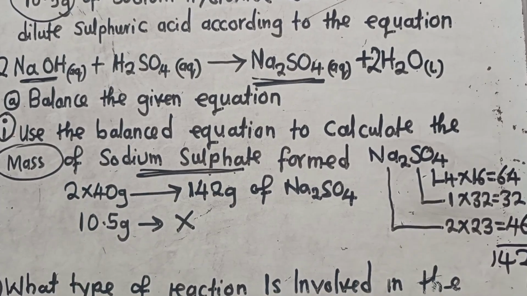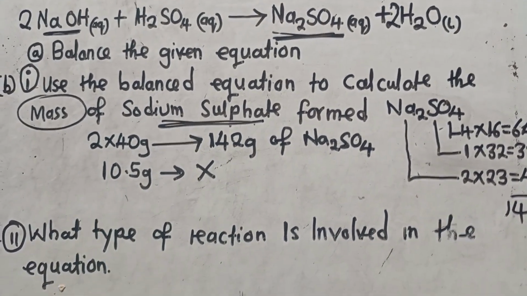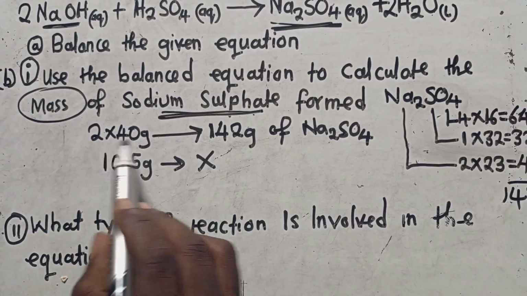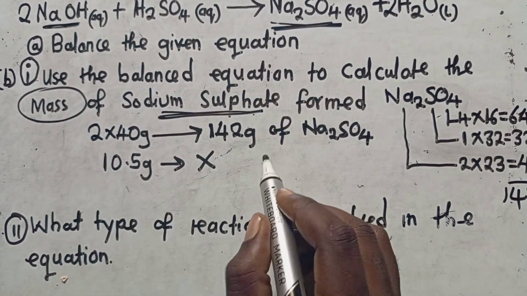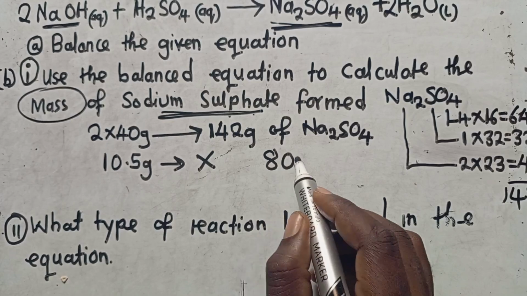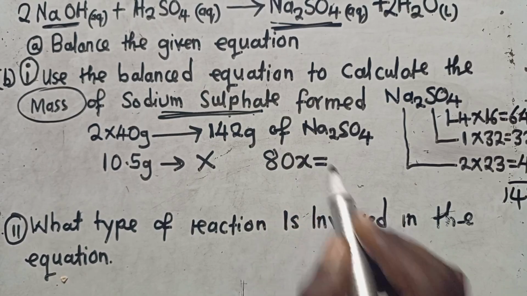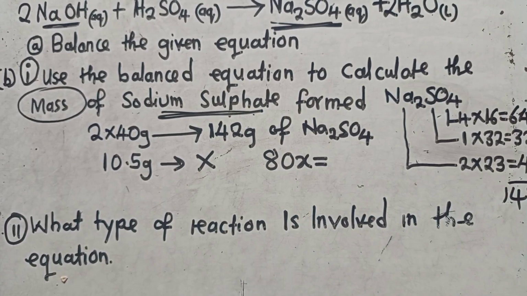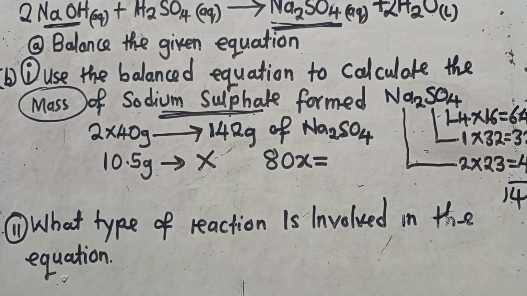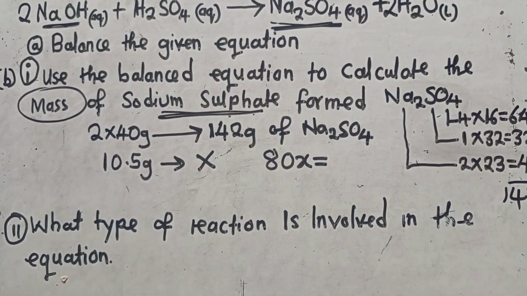It is at this point now where I'm going to say this is 80. 80 times X, I'm going to get 80X, which is equal to... From there, what is the next thing that I'm going to do? I get my calculator. I multiply there. I say 142 times 10.5. What answer am I getting?